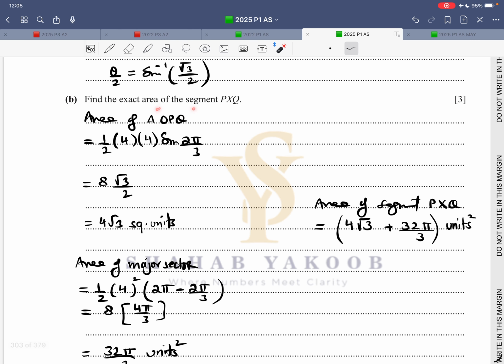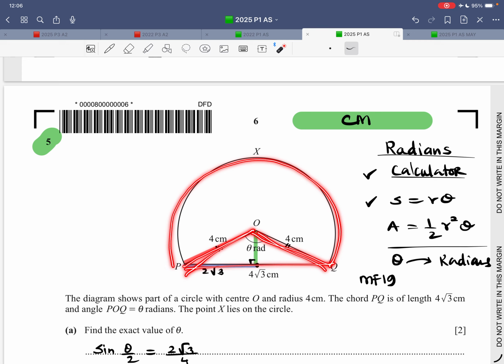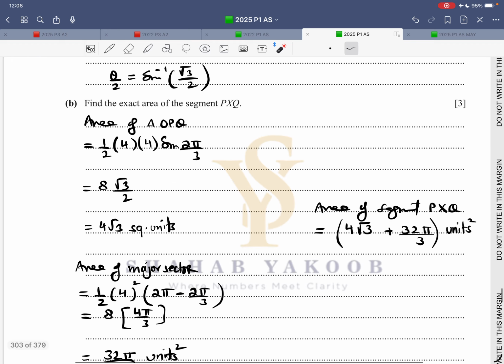Find the exact area of the segment PXQ. So now this PXQ, the whole segment, the major segment, is basically this major sector plus the triangle. Now, if this thing is 2 pi by 3, therefore this is 2 pi minus 2 pi by 3, which is 4 pi by 3. That's the angle we will use. So now area of the triangle, half ab sine C. The value of sine of 2 pi by 3 is root 3 over 2. We get this thing in the surd form.